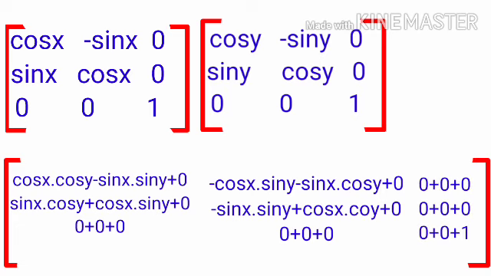Now the elements of the last column. Taking first row and third column: cos x into 0 is 0, minus sin x into 0 is also 0, plus 0 into 1 is also 0. Next, second row third column: sin x into 0 is 0, plus cos x into 0 is 0, plus 0 into 1, that is also 0. Now the last element, third row and third column: 0 into 0 is 0, plus 0, plus 1 into 1, that is 1. So this is our multiplication.